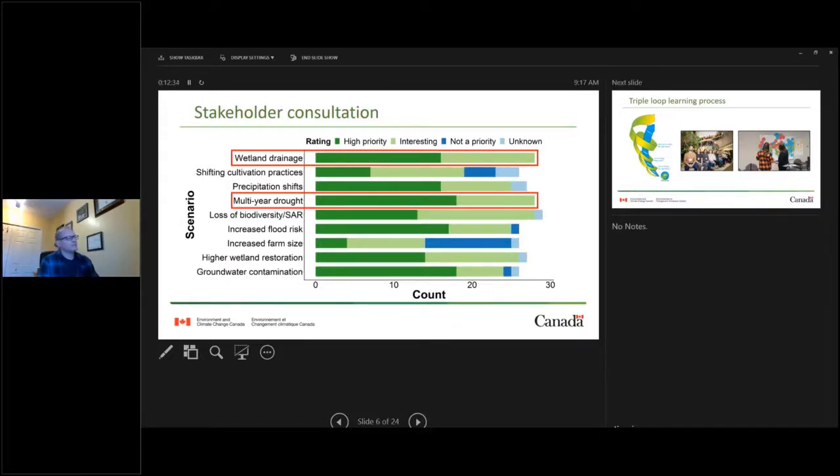What I'm showing here is that two things in particular were high priority and interesting to everybody. Everybody cared about these two things, and one was wetland drainage and one was multi-year drought. So that's what we decided to focus on in much of the work that we were doing.